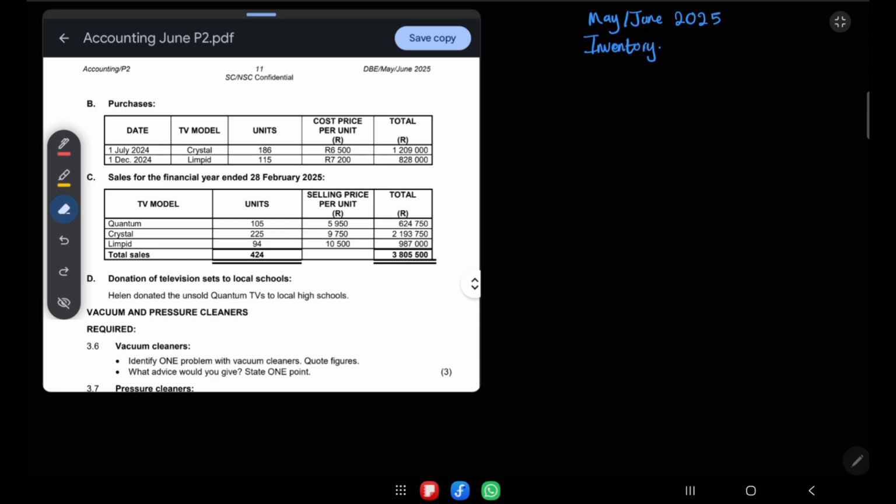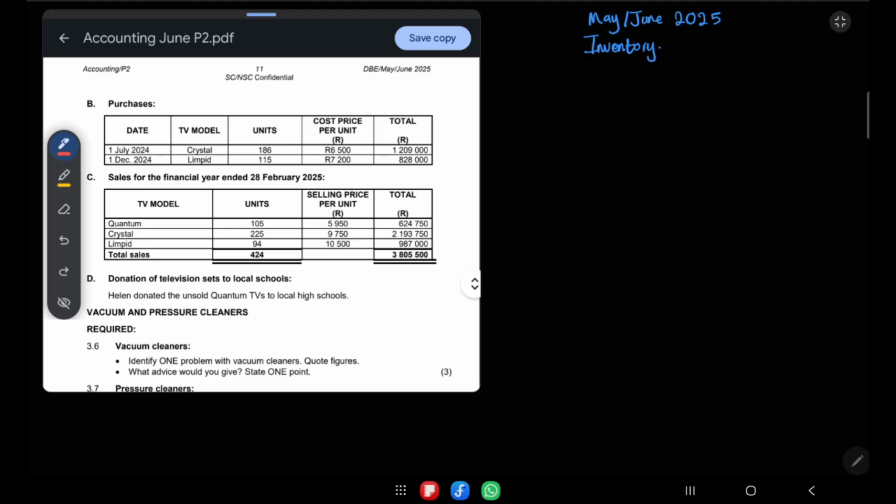Okay, that makes sense. Let's move to limpid. Can you guys see something? With the crystal TVs, we sold the most units. However, the selling price was high, meaning this is our most expensive TV. So this is an impressive figure.